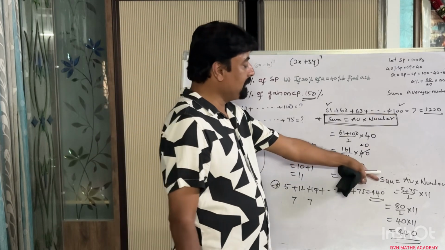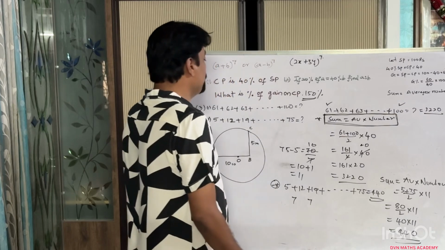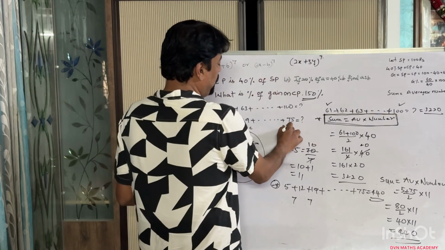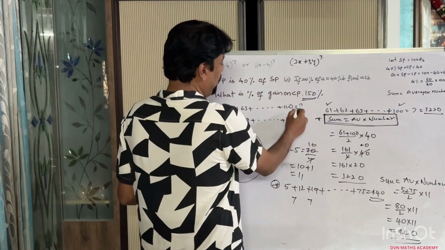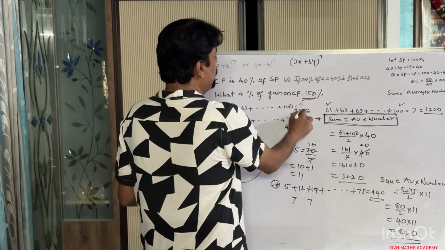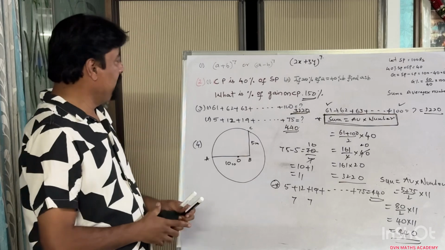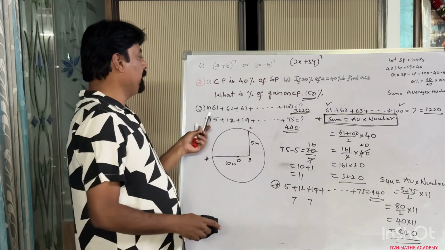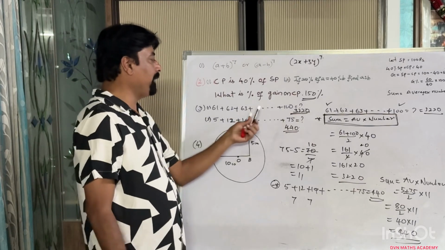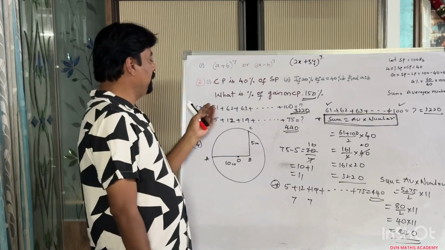So the same formula: sum is equal to average into number of terms. This answer I got 440, and this answer I got 3240. Like this, we can find the sum of given terms. So if you write some terms and practice with this formula, you can easily find the sum of all these numbers.